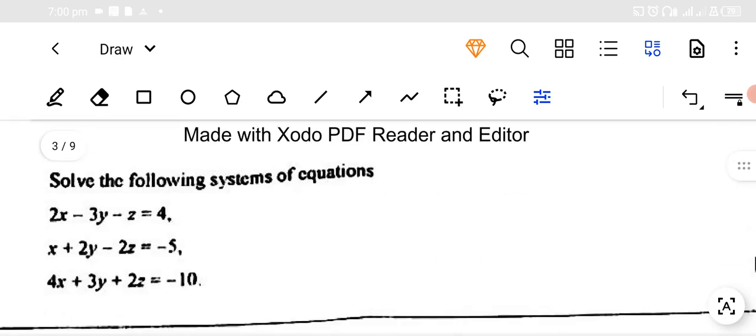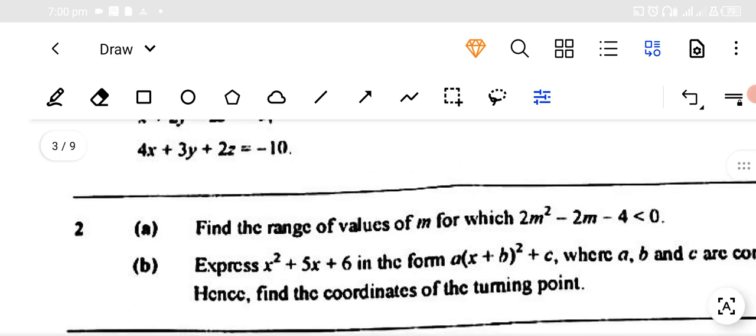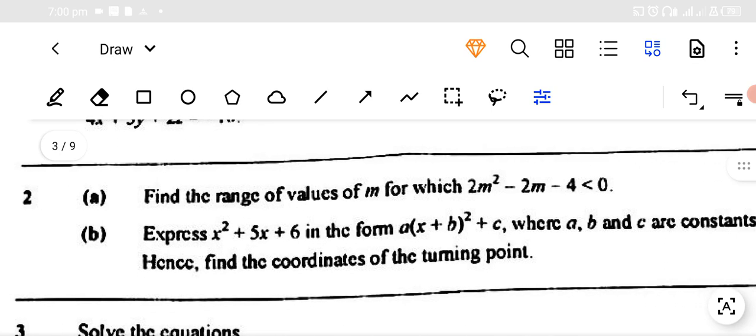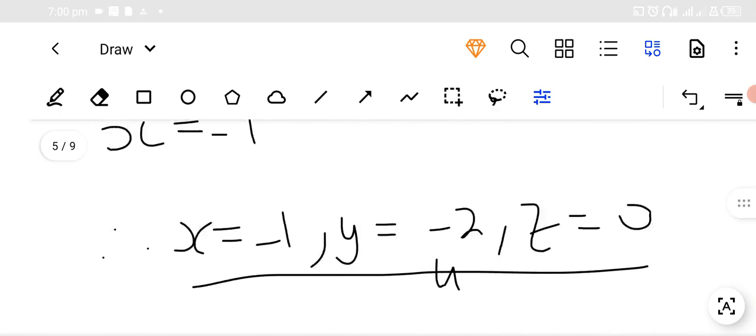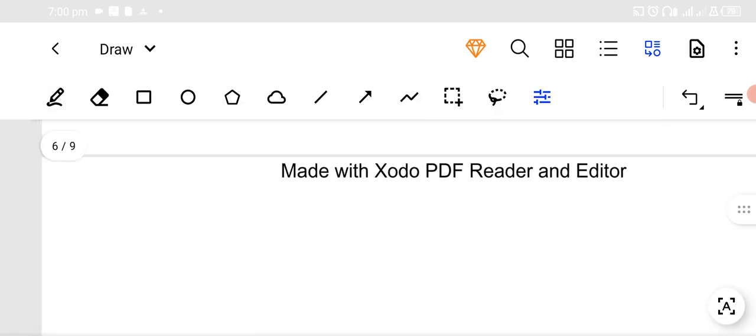So we now move on to question 2. A. Find the range of values of m for which 2m squared minus 2m minus 4 is less than 0. So let's write that. This is question 2a.